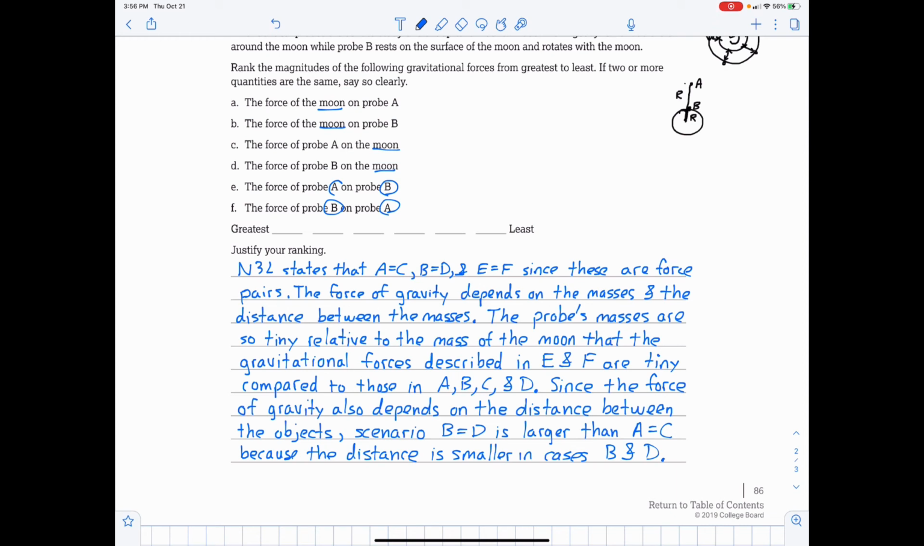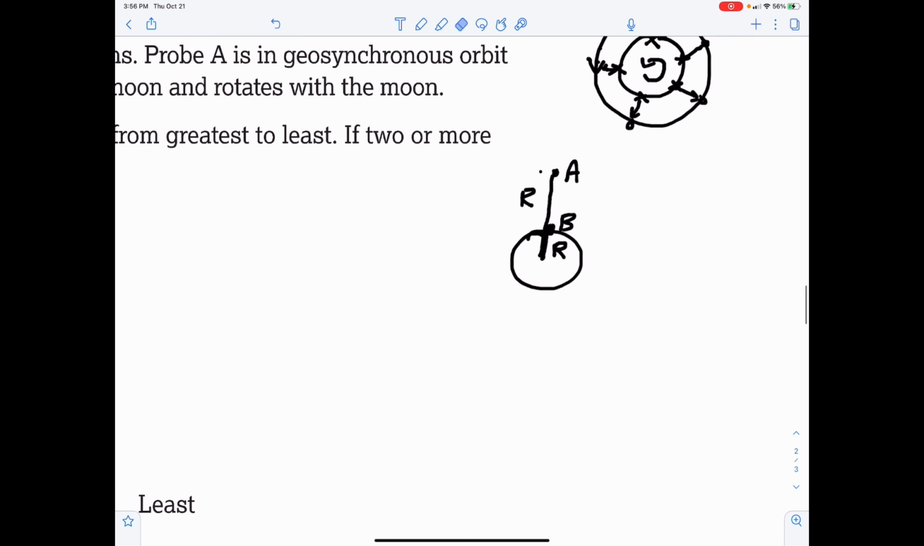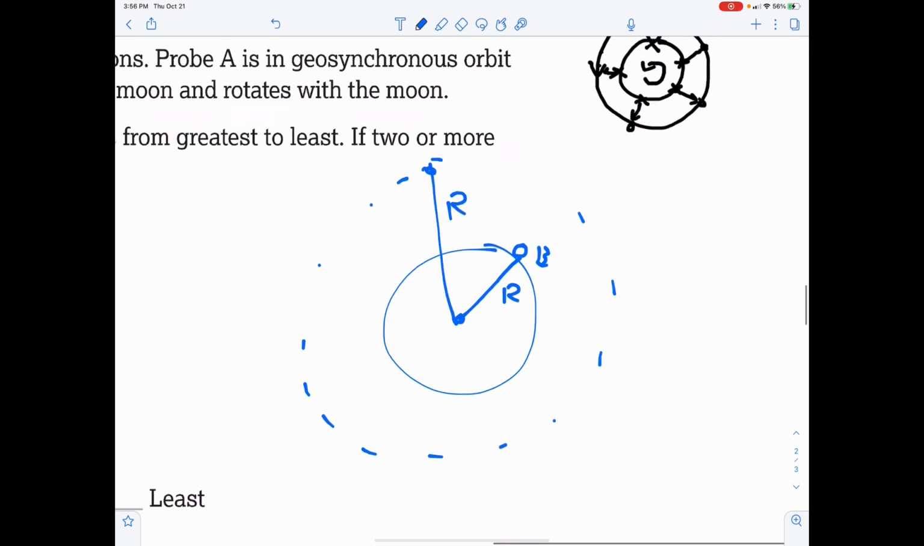Since the force of gravity also depends on the distance between the objects, scenario B and D, B equals D, is larger than A equals C. Let's see why. Again, let's focus on our picture here. Here's the moon. There's the center. There's probe B, a distance r away. Probe A is way out here at a larger orbit, much larger radius.